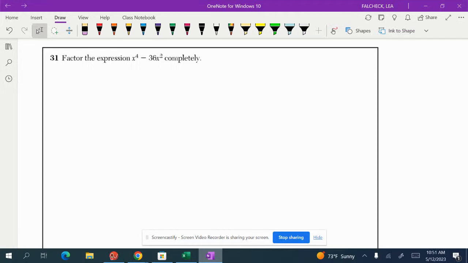All right, number 31, it says factor the expression x to the fourth minus 36x squared completely. So we're factoring completely. Whenever you see factor completely, that means you are going to first look for a GCF. Then we're going to look and see if we see any good factoring patterns.